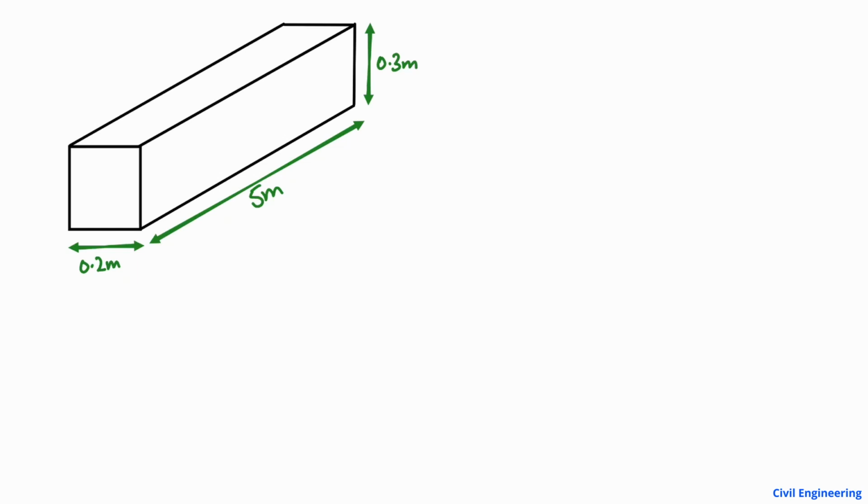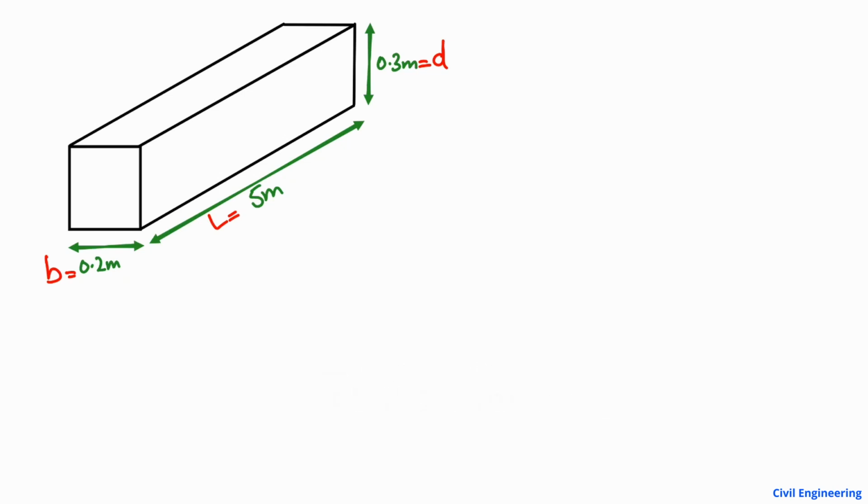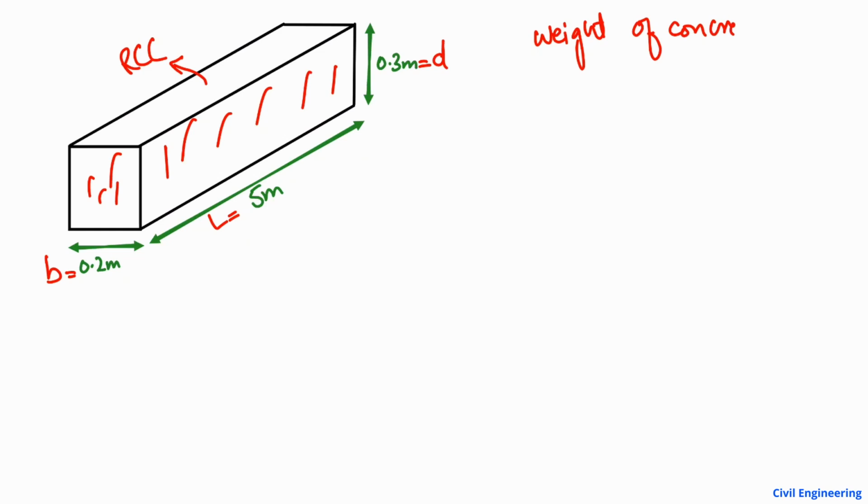In today's lecture we are going to find out the quantity of the concrete for this beam. So we see here the dimension of the beam, where the length of the beam is 5 meter. The width of the beam, or the breadth of the beam, is 0.2 meter, and the depth or the thickness of the beam here is 0.3 meter. And this is a reinforced cement concrete beam, RCC beam, where we have concrete inside this beam, and we want to find out how much weight of the concrete is present, or how much the quantity of the concrete is present in this beam.